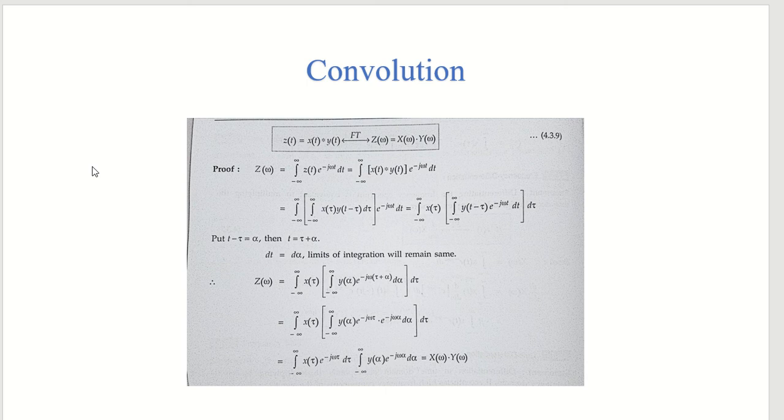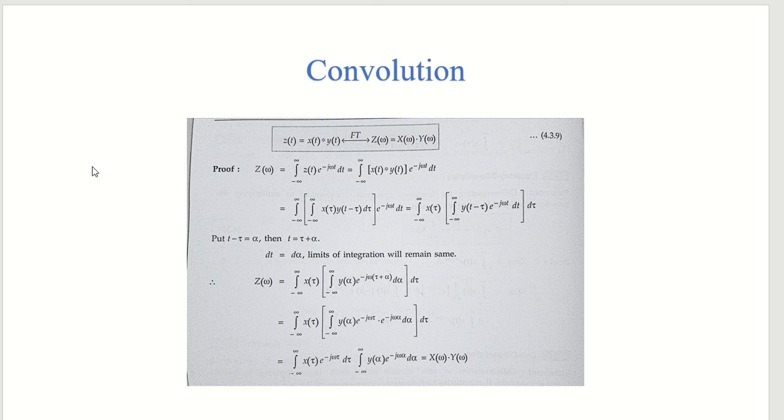So the convolution property says the convolution operation is transformed to modulation in the frequency domain. And how does it happen? Let's take the convolution of two signals. Let's say z of t is equal to x of t convolved with y of t. When we take the Fourier transform, Z of omega will be X of omega into Y of omega. Now you might wonder, it's still saying the same thing, so how?